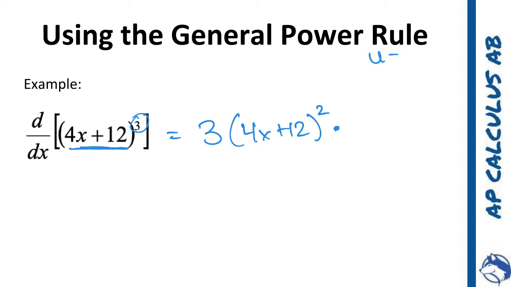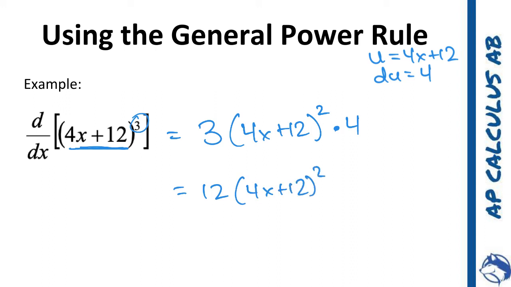Well, I like to get in the habit of writing out what this 4x plus 12 is, and I'm going to represent it as a u, 4x plus 12, and I need to find du, which is going to end up being just 4. So I have to multiply this one by 4 here. So in total, this gives me 12 times 4x plus 12 to the second power, and this is my derivative of that original function using the general power rule.